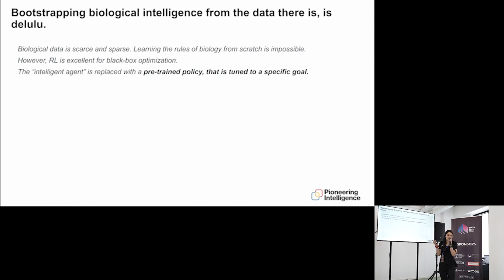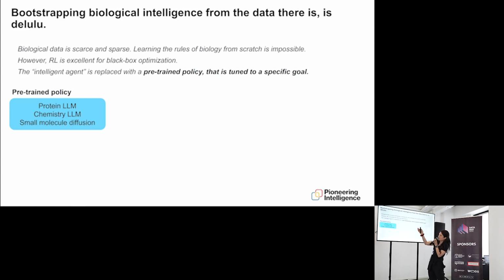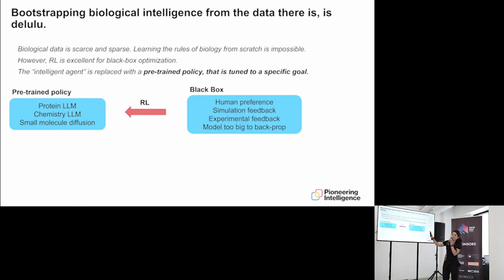So for the remainder of this talk, I want you to replace the notion of an intelligent agent with a pre-trained policy, a generative network that is tuned to a specific goal. The pre-trained policy could be anything. It could be a protein large language model, a chemistry large language model, small molecule diffusion, and you can extend that. There are a lot of black boxes in biology where we do not know the complex mechanisms, and we can use RL to distill the heuristics of that black box into our pre-trained policy.